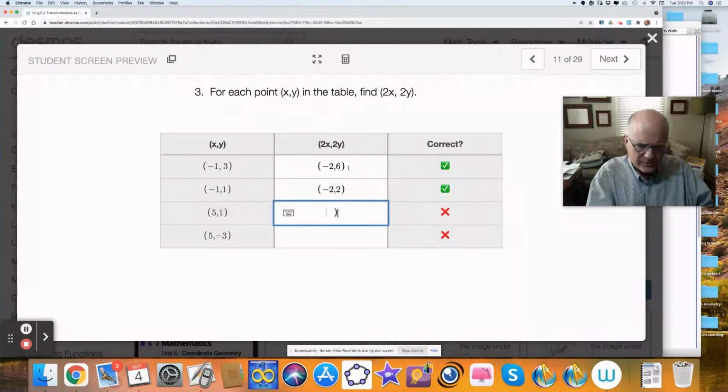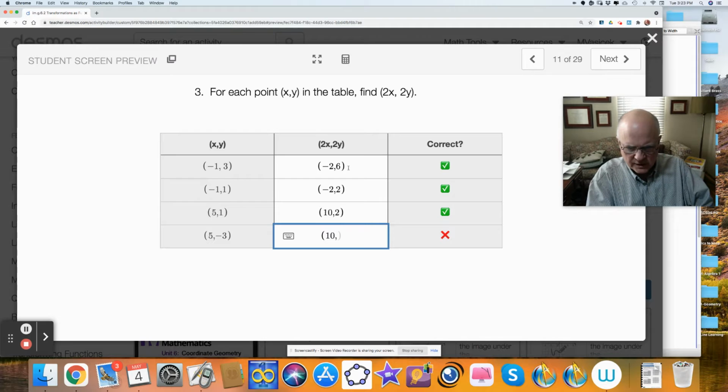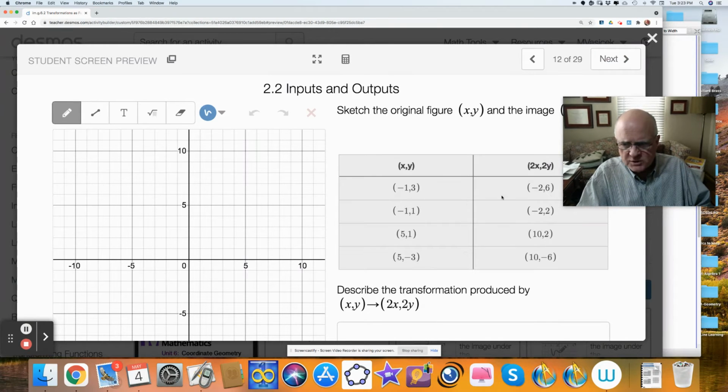We have a negative 5 times 2. 5 times 2 is 10. 1 times 2 is 2. 5 times 2 is 10. Negative 3 times 2 is negative 6. And now we'll plot these. We'll plot the original points, and we'll plot these others. Let's do the originals. Negative 1, 3 is here. Negative 1, 1 here. 5, 1, 5, negative 3.